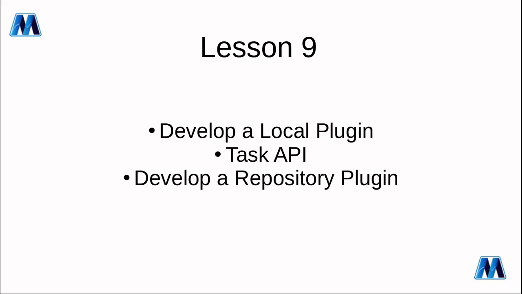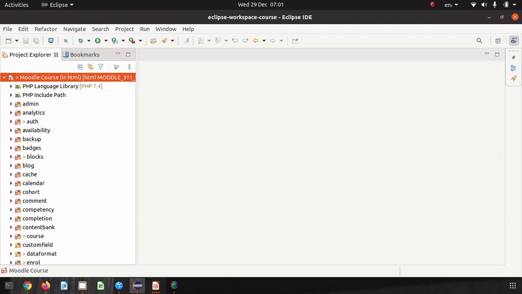Welcome to lesson 9. In this lesson, we're going to actually develop two plugins. We're going to develop a local plugin and we are going to develop a repository plugin. And in doing so, we are going to look at the task API as well. So first of all, we are going to develop the local plugin.